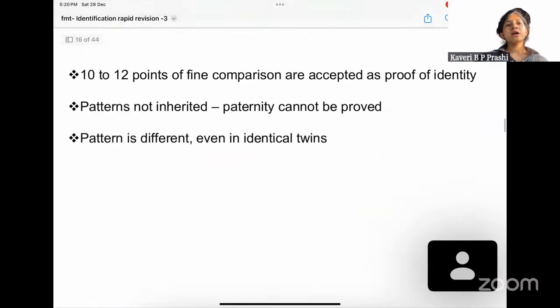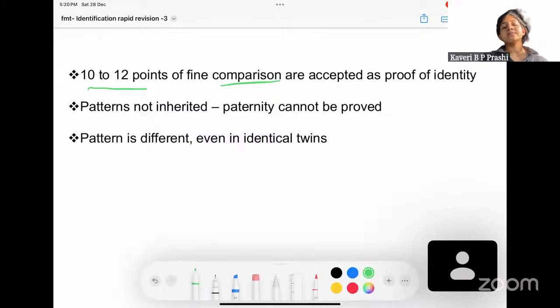Now, there should be around 10 to 12 points of comparison, which are fine in nature, and that is the proof that is accepted as proof of identity.